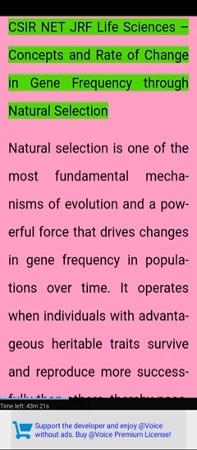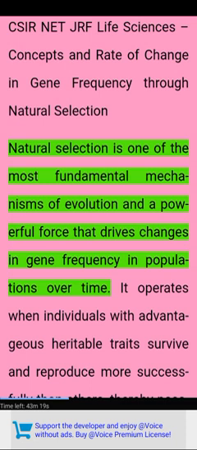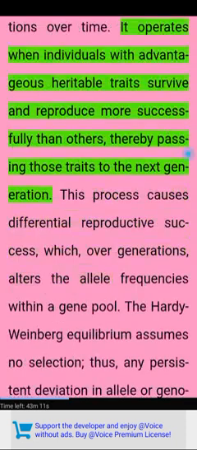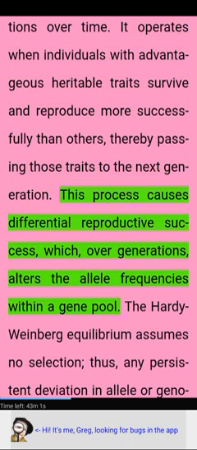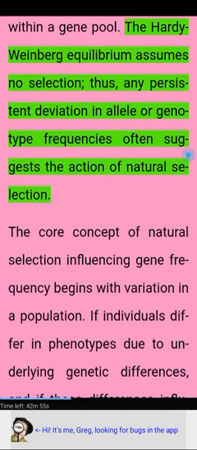CSIR NET JRF Life Sciences: concepts and rate of change in gene frequency through natural selection. Natural selection is one of the most fundamental mechanisms of evolution and a powerful force that drives changes in gene frequency in populations over time. It operates when individuals with advantageous heritable traits survive and reproduce more successfully than others, thereby passing those traits to the next generation. This process causes differential reproductive success, which, over generations, alters the allele frequencies within a gene pool. The Hardy-Weinberg equilibrium assumes no selection, thus any persistent deviation in allele or genotype frequencies often suggests the action of natural selection.